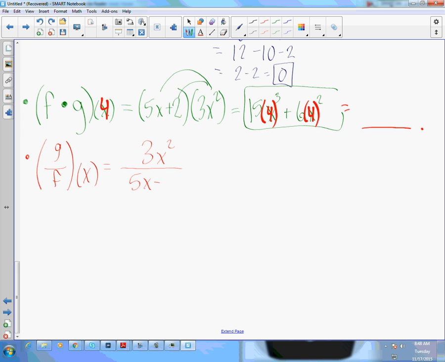5x plus 2. Can this simplify? Can I cancel the x's? Take one off here and one here? No. Only if it's multiplied. If it's added, no, you can't do that. So that's as far as this can go.